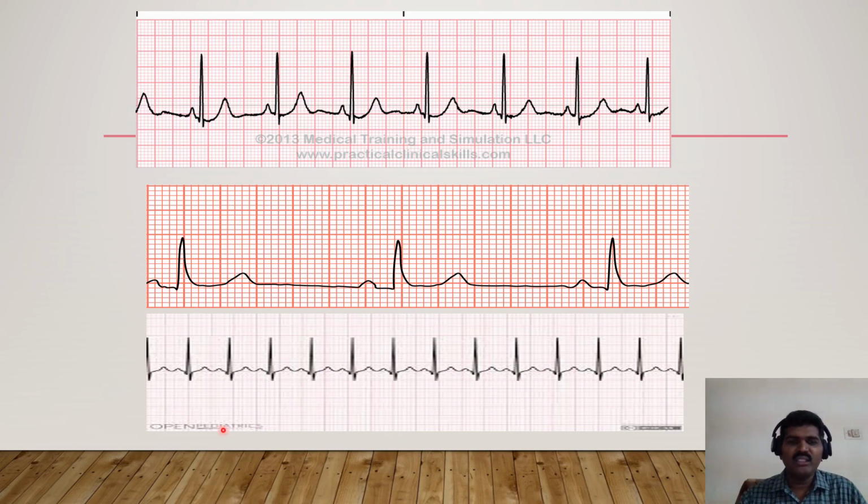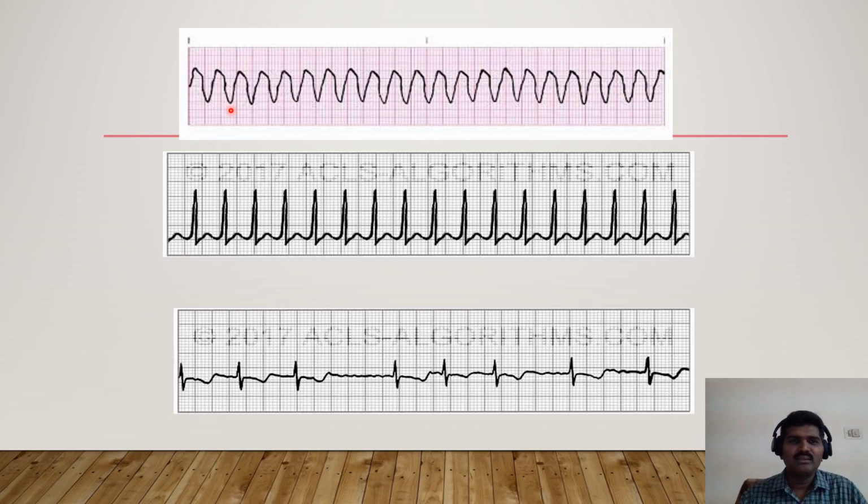Next ECG, rhythm appears regular. 1, 2, 3, 4, 5, 6, 7, 8, 9, 10, 11, 12, 13, 14. So the rate is 14 multiplied by 10, 140 is the rate. Do you have a P wave here? Yes, there is a P wave. Each P wave is followed by QRS complex, and the PR interval is normal, QRS duration is narrow. So what is the rhythm? It's a sinus tachycardia.